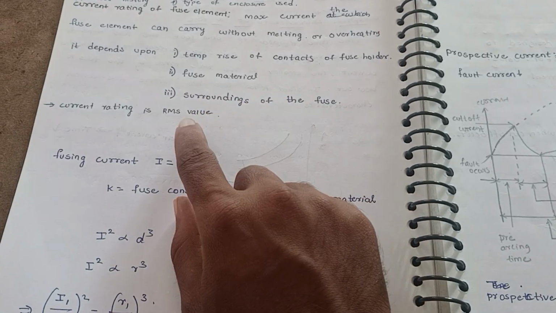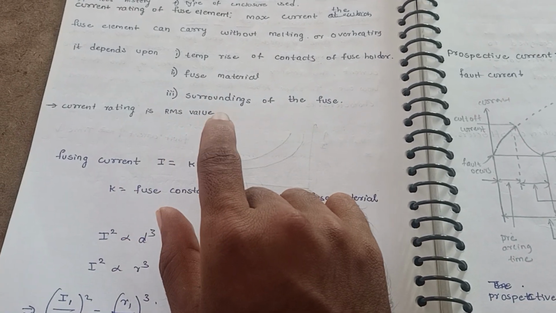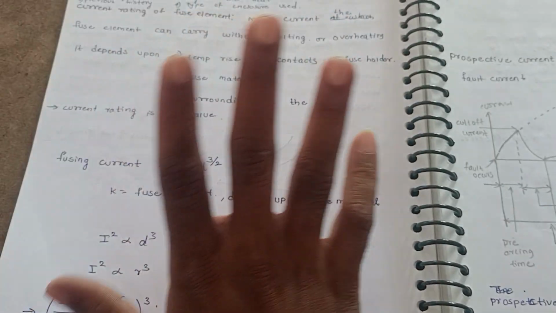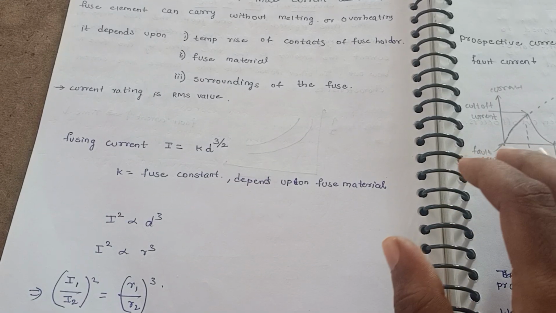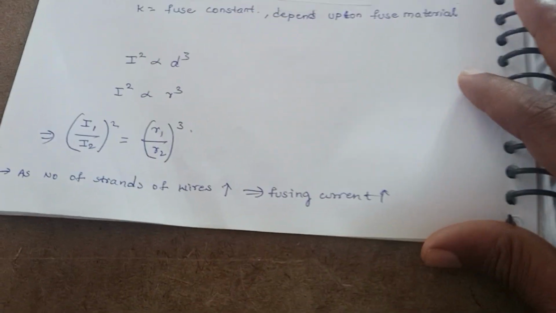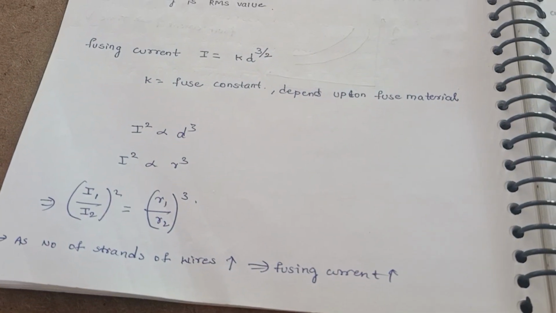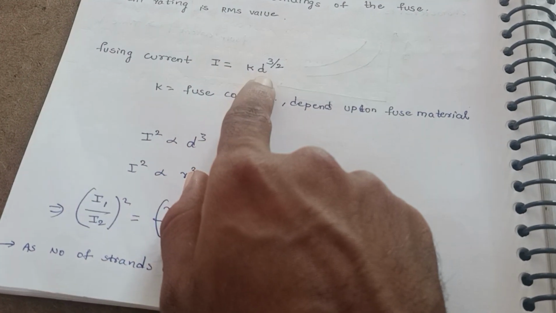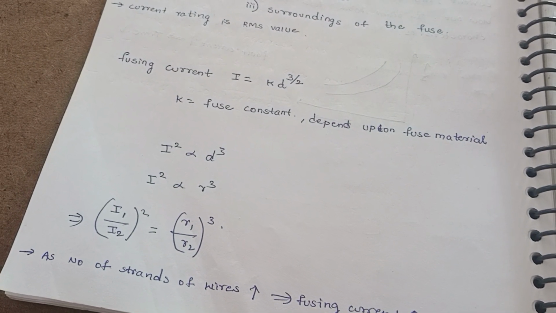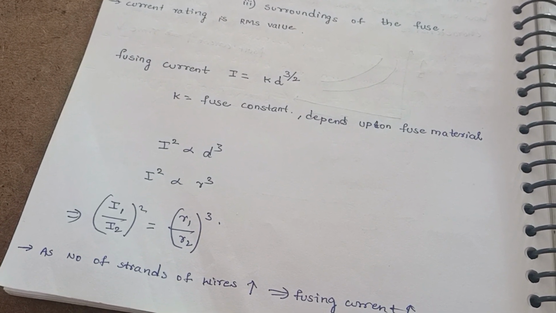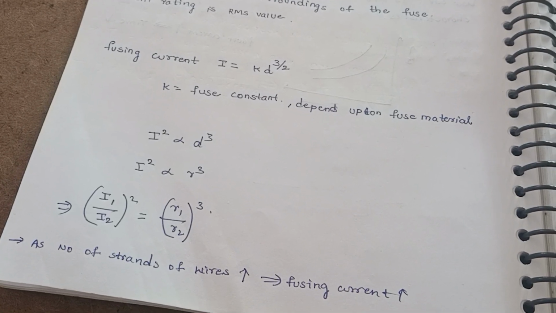Next, the surrounding of the fuse. The current rating is in RMS value, the effective value, so we use the RMS value. Next, fusing current I equals K D to the power 3 by 2, where K is the fuse constant, which depends upon the fuse material.